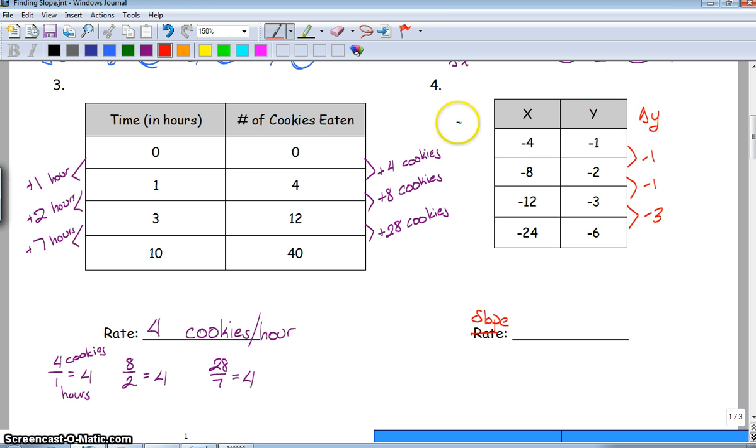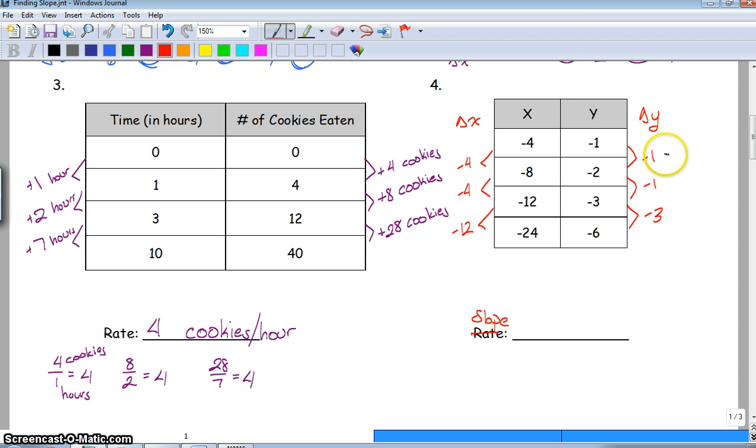Then find your change in x values. -4 to -8, down by 4. -8 to -12, down by 4. -12 to -24, down by 12.